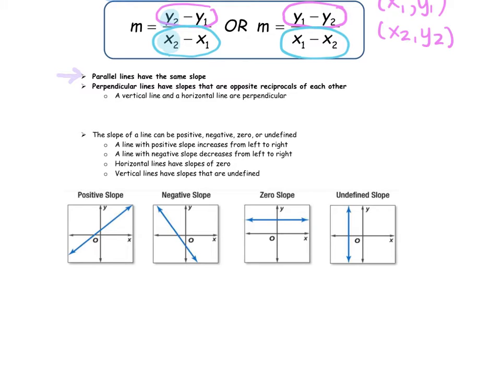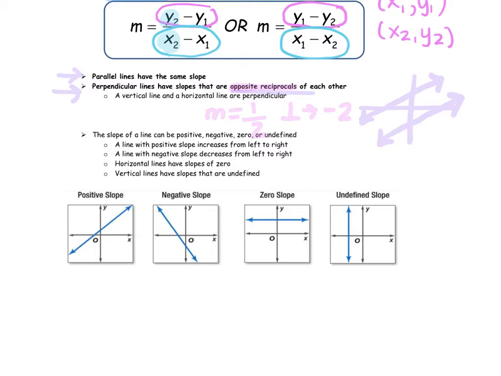Lines that are parallel have the same slope, so two parallel lines will never intersect. Lines that are perpendicular have opposite reciprocal slopes. Opposite means the opposite sign, so if one line has a positive slope, a perpendicular line to that will have a negative slope, and vice versa. Reciprocal is the flipped version of the fraction. So if one line has a slope of 1/2, a perpendicular line will have a slope of -2. Any vertical and horizontal line are perpendicular.